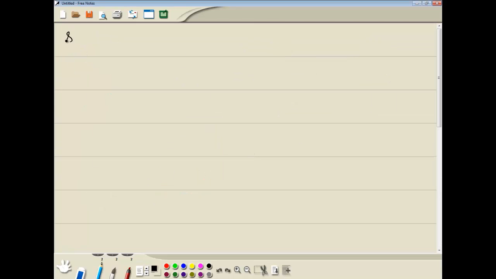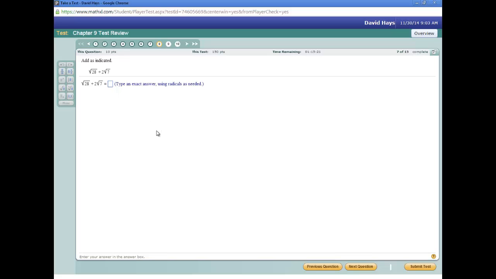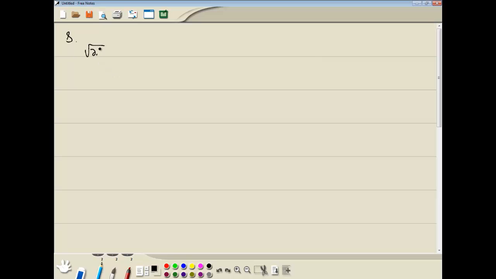Okay, we got square root of 28 plus 2 square root of 7. No matter where you are in math, if you can simplify your radicals, you should before you go on. Now 7's prime, so I can't do anything with it, but 28 I can do something with. If I did a prime factorization, start with my first prime 2. It is divisible by 2. 2 times 14. 2's prime, so I circle it. Now I go to 14. 14 is divisible by 2. 2 times 7. 2's prime, so I circle it, and 7's actually prime, so I circle it.